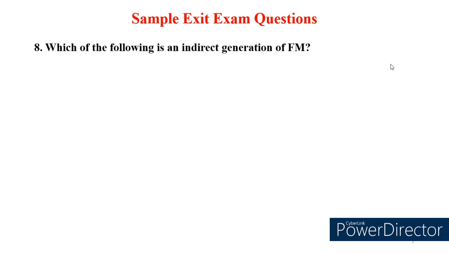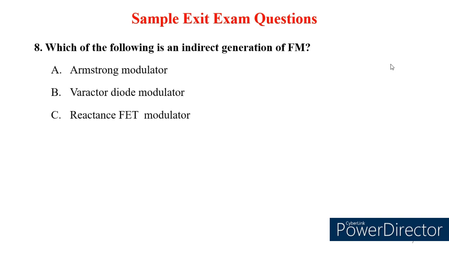Question number 8. Which of the following is an indirect generation of FM? A. Armstrong modulator. B. Varactor diode modulator. C. Reactance field effect transistor modulator. D. Reactance bipolar transistor. There are two methods that are used for generation of FM. One is the direct method and the other is the indirect method. The indirect method, the Armstrong modulator, is one method which is used for the generation of FM. So the answer is A.